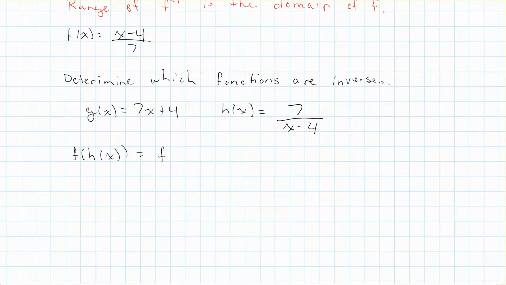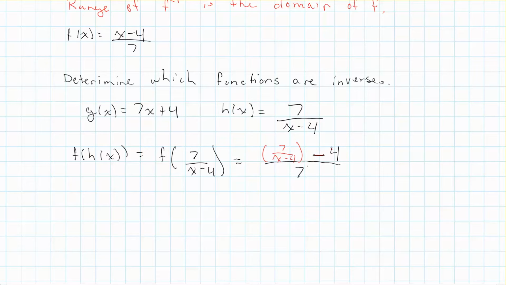And what does it need to be for it to be an inverse? It needs to be x. And then if it is x, we would have to check the other one as well. So we're looking at f of 7 over x minus 4. So now I'm going to put 7 over x minus 4 in place of x. So this would be 7 over x minus 4, minus 4, over 7. That's what would happen if we substitute in there.